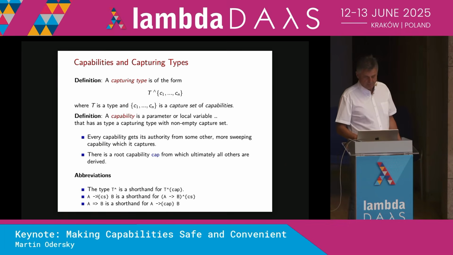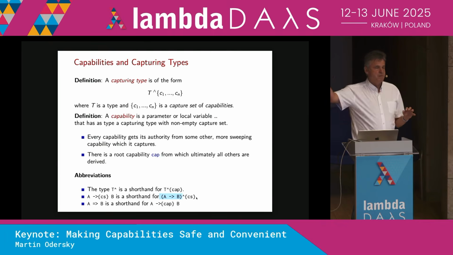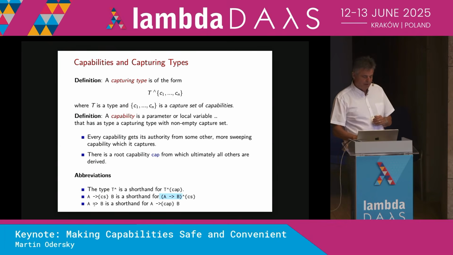For the function types, we have this thing that a pure arrow following with a capture set of capabilities is a shorthand for function type hat CS. That's important because if you have long chains of curried functions, then otherwise the capabilities would bunch up at the end and you wouldn't know which one refers to which anymore. And finally, A double arrow B is a shorthand for A arrow cap B.